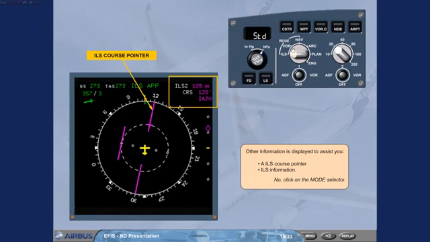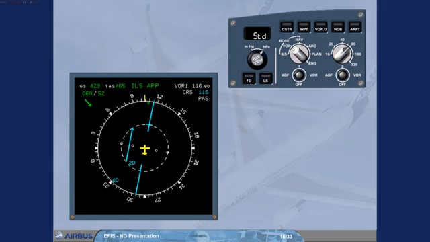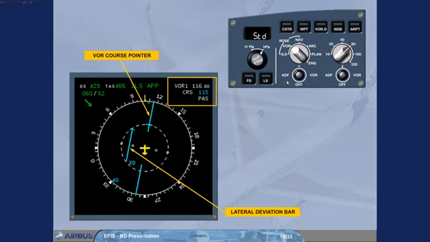Now, click on the mode select. The ROSE VOR mode is another raw data display. On the display, there is now a course pointer and a lateral deviation bar for the VOR, in this case VOR 1. To have this display, a course must have been selected on the MCDU radio navigation page. Like ROSE ILS, the information about the tuned frequency, the selected course, and which nav aid, here Papa Alpha Sierra, is displayed in the top right-hand corner.